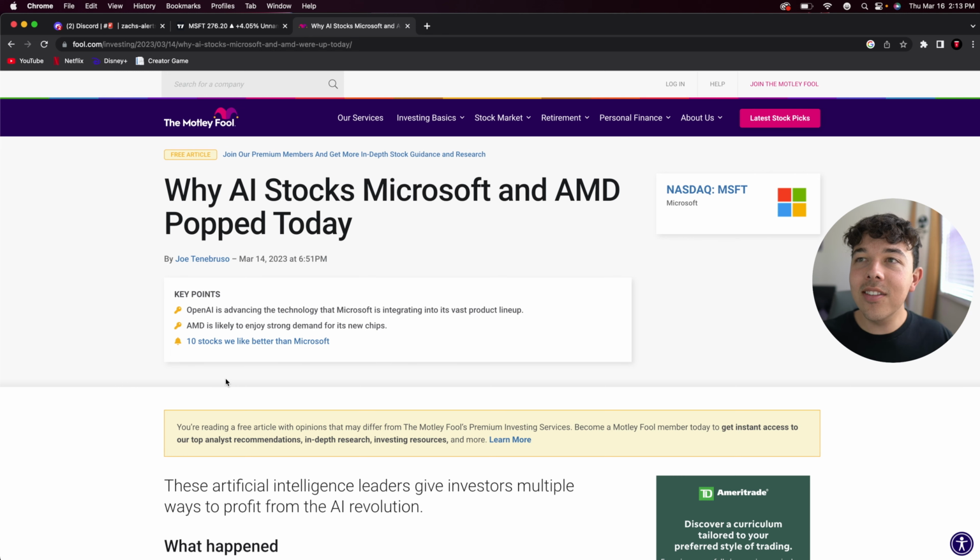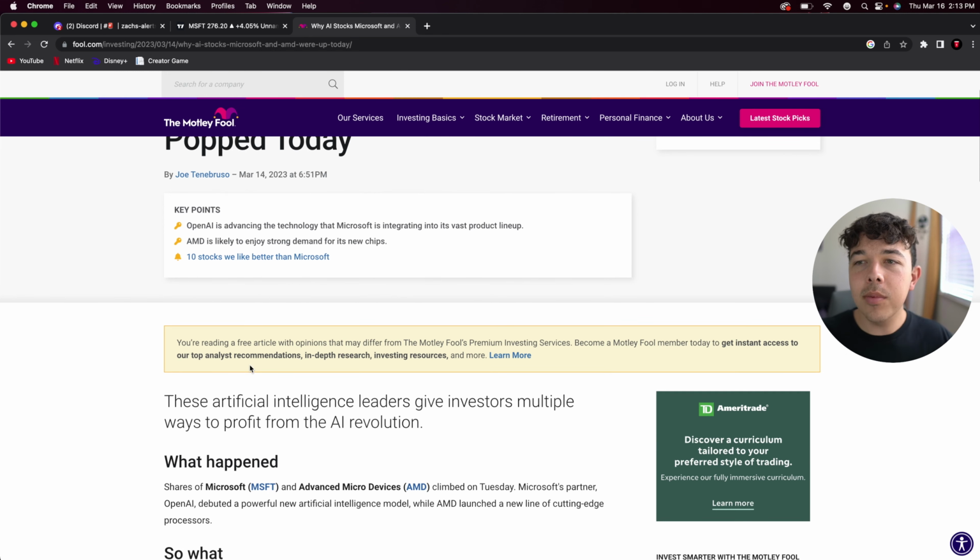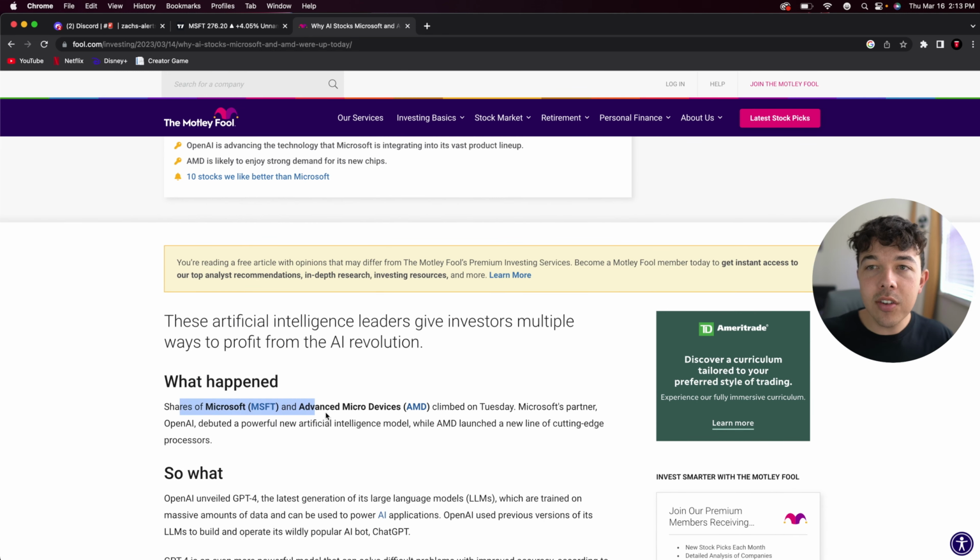But AI stocks, Microsoft and AMD, popped today. And it's because shares of Microsoft and AMD climbed on Tuesday. Microsoft's partner, OpenAI, if you guys don't know, they are who made ChatGPT, debuted a powerful new artificial intelligence model. And then also AMD launched a new line of cutting edge processors. So the overall sector was doing extremely well.